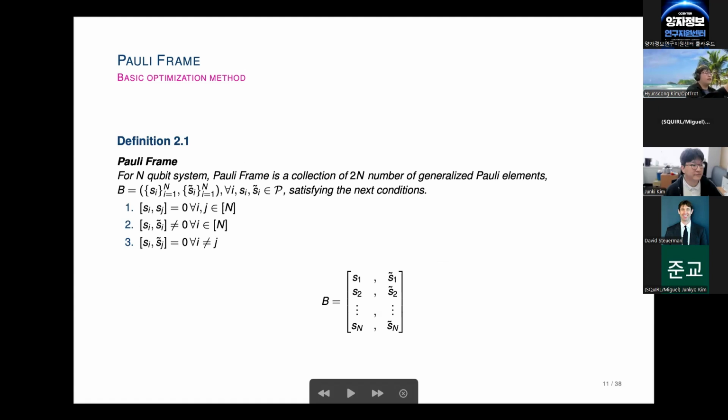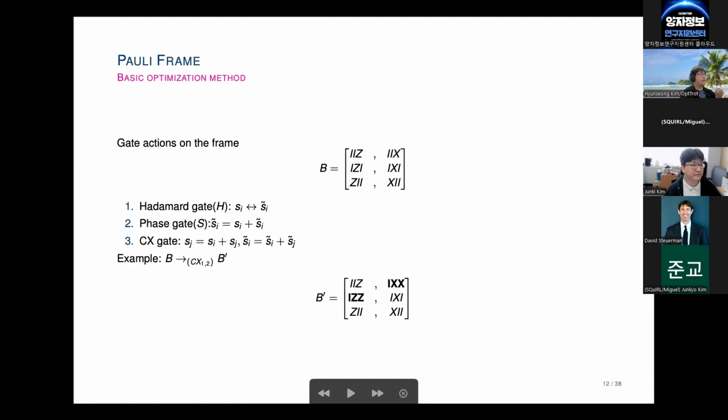The left column indicates the Pauli element when we apply the rotation gate on the circuit, what element would be rotated on the circuit, and the right side is the Pauli element when you apply the Hadamard gate on the wire, what Pauli element would come out on the circuit. So when you apply the Hadamard, phase and CX gate to the Pauli prime, we can make the corresponding action on the Pauli prime.